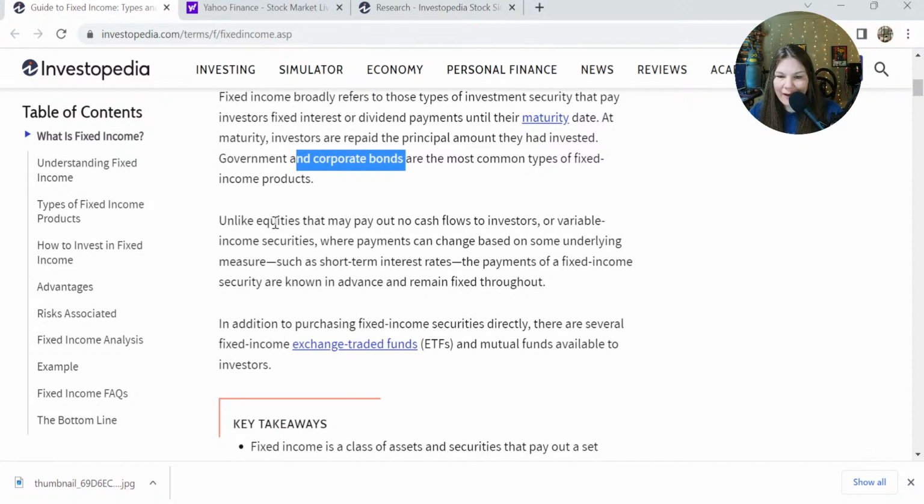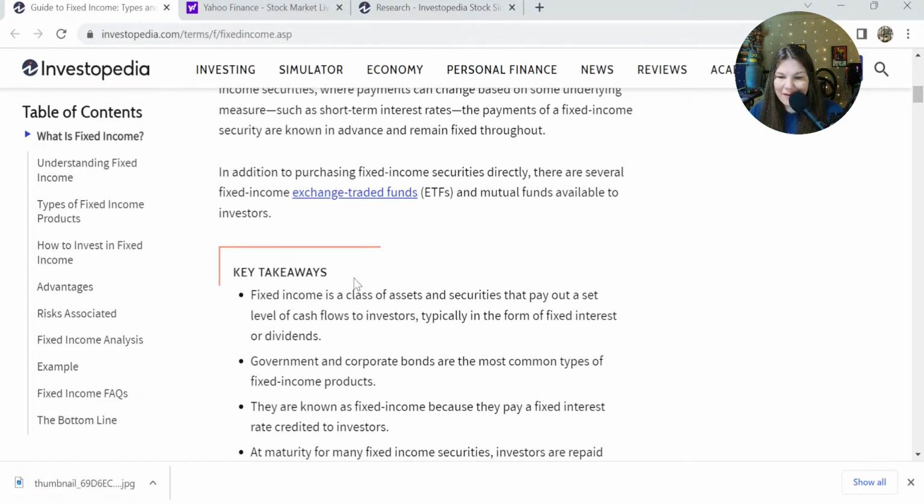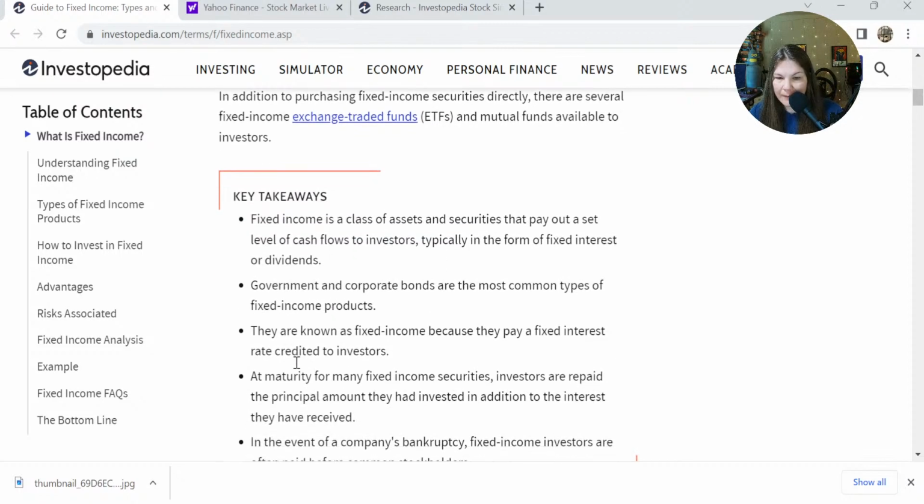So, unlike equities that may pay out no cash flows to investors or variable income securities where payments can change based on some underlying measure, such as short-term interest rates, the payments of a fixed income security are known in advance and remain fixed throughout. In addition to purchasing fixed income securities directly, there are several fixed income exchange-traded funds and mutual funds available to investors. Fixed income is a class of assets and securities that pay out a set level of cash flows to investors, typically in the form of fixed interest or dividends.